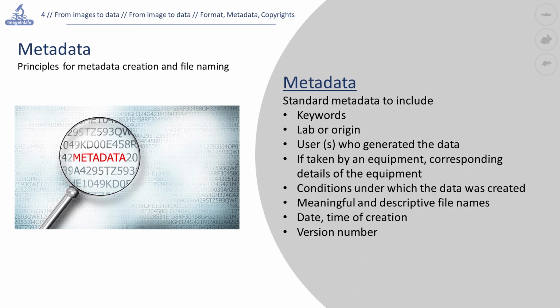Now we shall discuss the best practices to follow when creating metadata for your data. A standard metadata should include the following information: keywords, labs or origin of the data, and the users who generated this data. If this data was generated by equipment, include the corresponding specification of the equipment used. Also, save the conditions under which the data was acquired. This becomes important if someone else would like to reproduce this data.